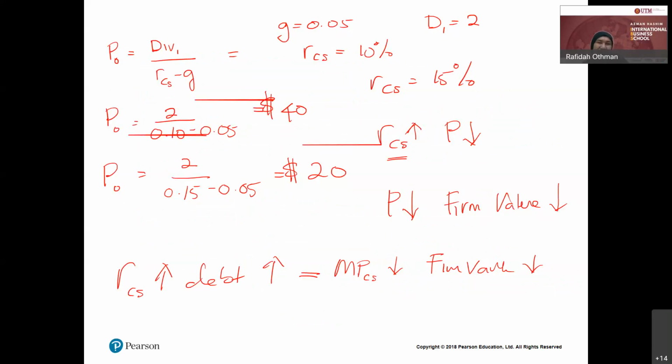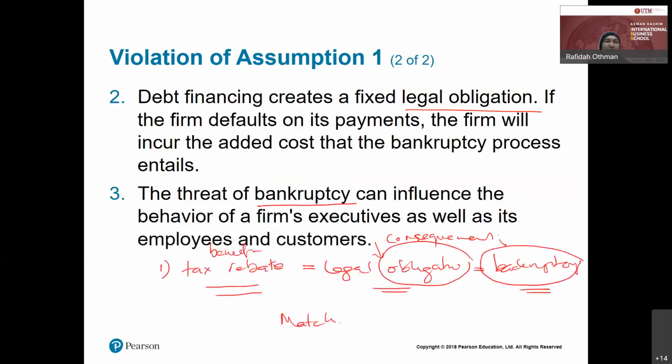Meaning that now, the capital structure does reflect the firm value. Okay, so it gives impact to the firm value. Why? Because it strengthens the threat of bankruptcy, right? And another thing is that this debt has a legal obligation, a fixed legal obligation where you have to service interest every year.